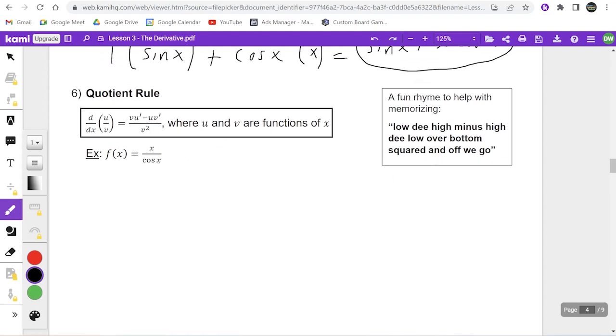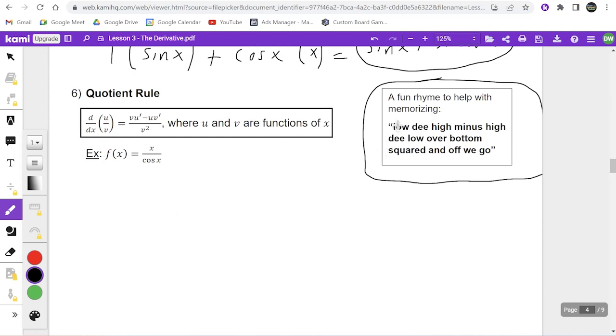And here's a little song I learned in Calc 1 to help memorize it. So here's the song. Low d high minus high d low over bottom squared, and off we go. And obviously you need to say the last part, and off we go, or else it doesn't rhyme. And how will you ever remember it if it doesn't rhyme? What this basically says, whenever I say the word low, that's v, that's the denominator, okay? And whenever I say high, that means u, the numerator.